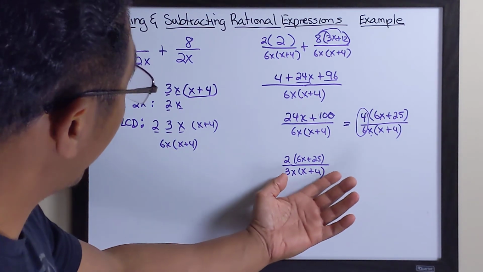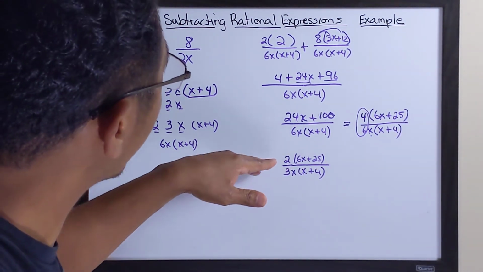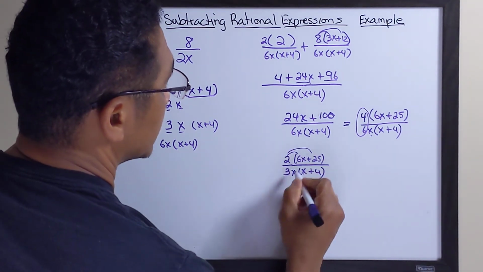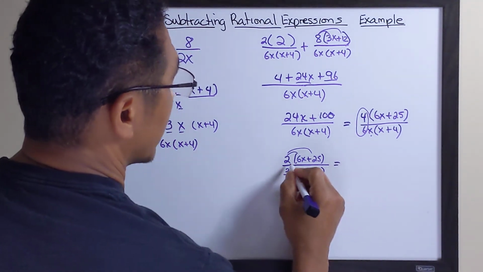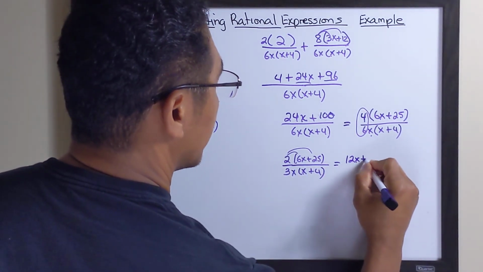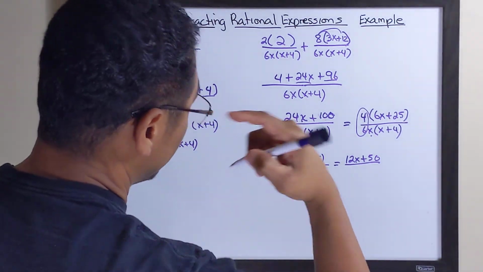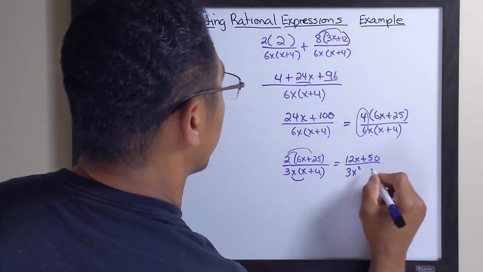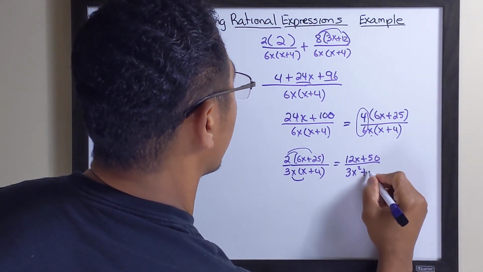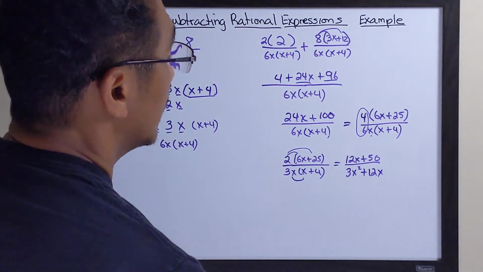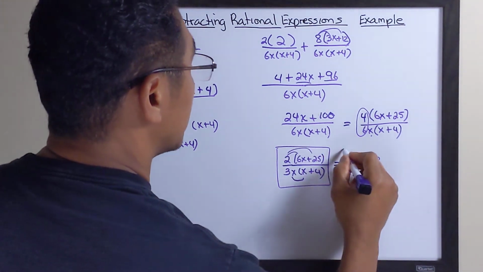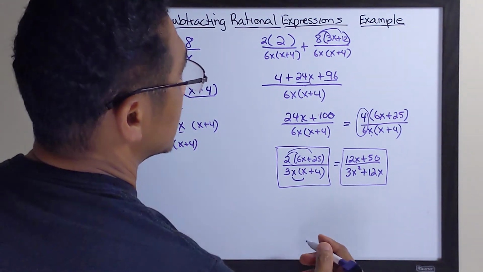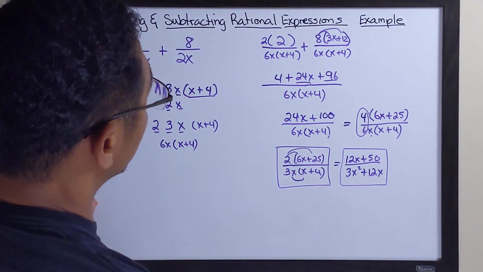Now technically this is my answer because I basically simplified it as much as I can, but depending on who's giving the answers, they might actually multiply this and this together. So what I do is multiply the numerator to get 12x plus 50 all over 3x squared plus 12x. So this could be your answer, or this could be your answer, or a combination of this numerator and this denominator, or this numerator and this denominator. Whatever answer is given, just check and see what you got, if it's multiple choice or not. All right, that's it.